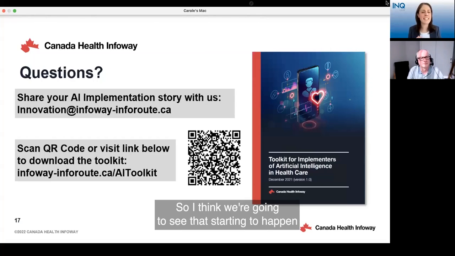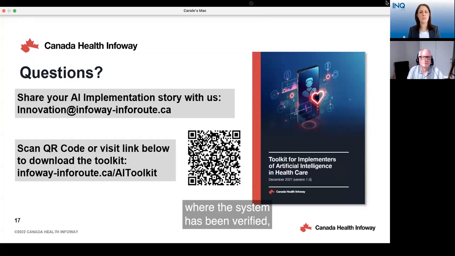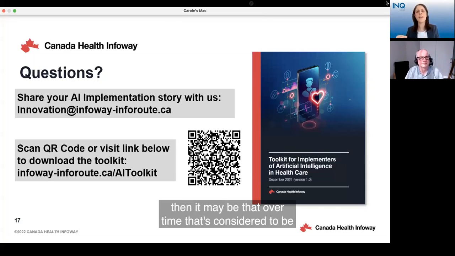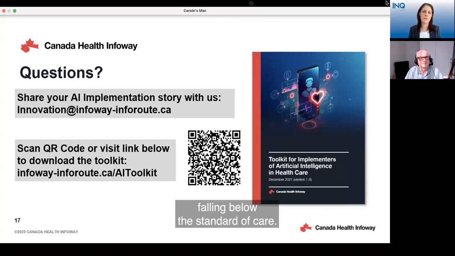So I think we're going to see that starting to happen in the world of artificial intelligence as well, where if we're not using AI systems in certain contexts where the system has been verified, has demonstrated that it is consistently reliable and consistently accurate, and a physician isn't using it to double check his or her own judgment, then over time that may be considered to be falling below the standard of care.